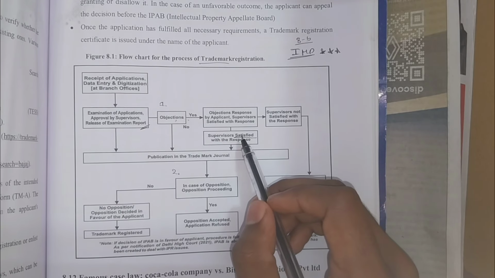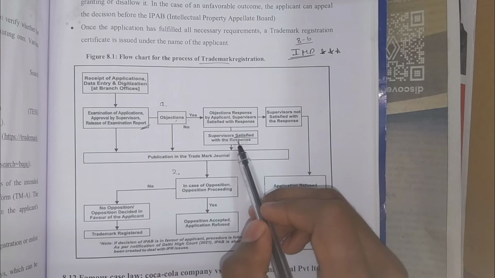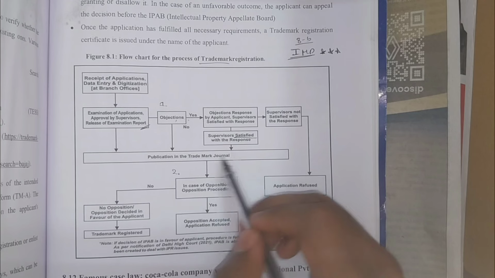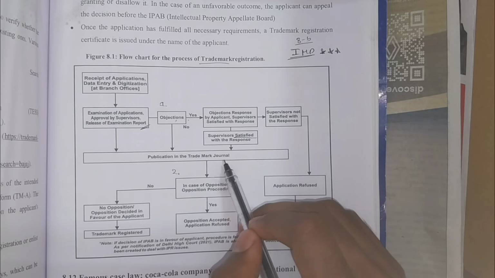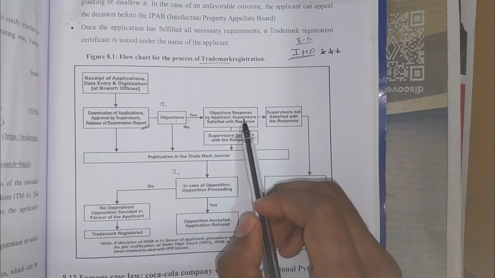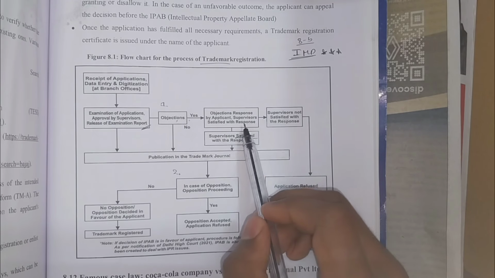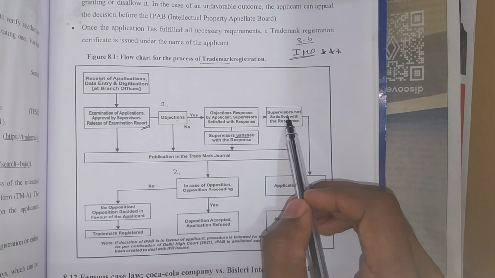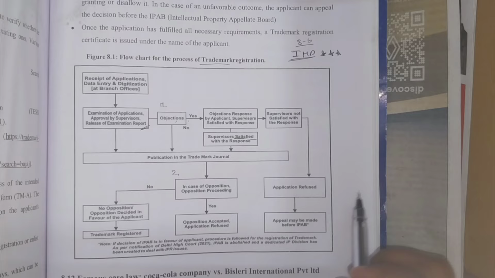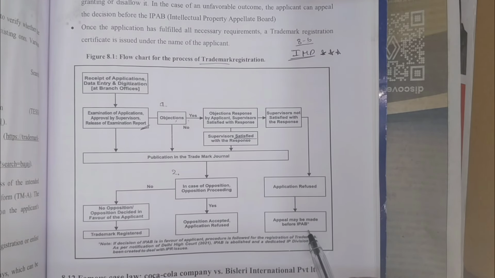Once they review all the responses, in case they are satisfied, again they will go through this publication in the trademark journal. Otherwise, if the objections response from the applicant is not satisfactory, then the supervisor will move the application to refusal. Then an appeal may be made before IPAB.